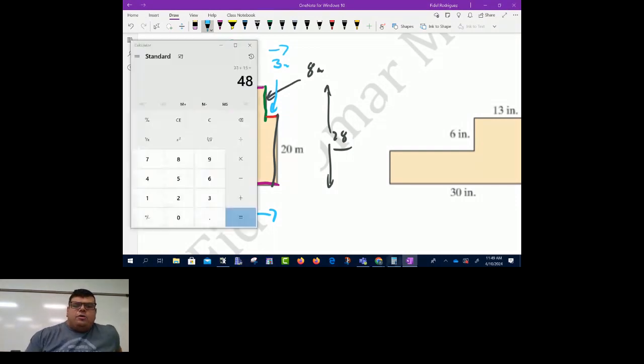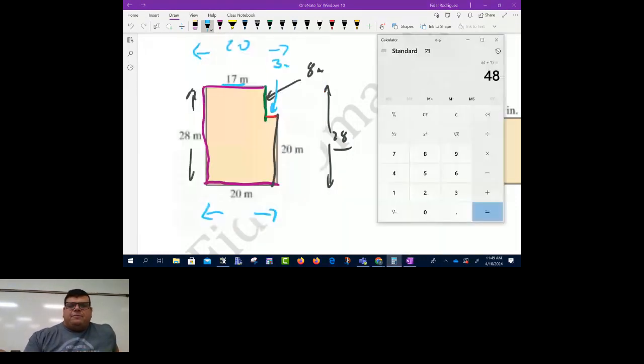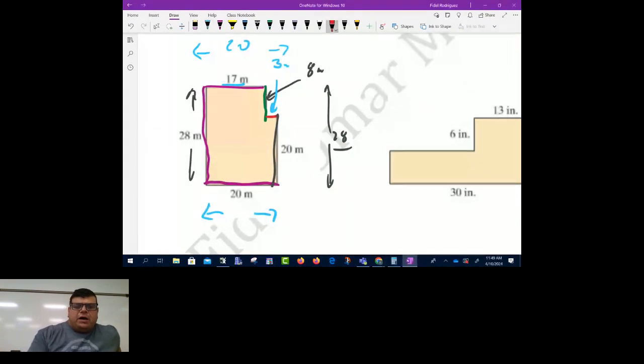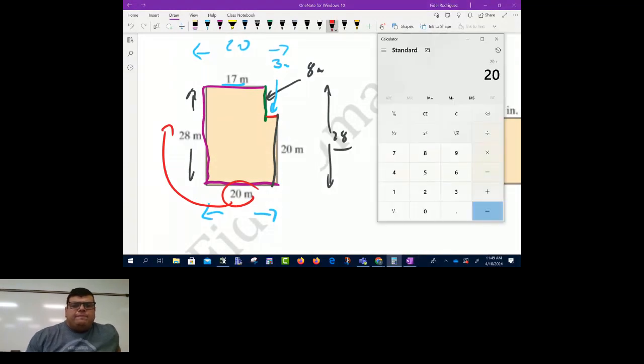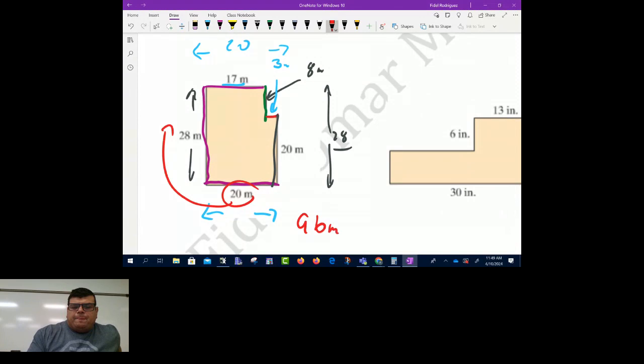And so now we can start saying, let's add up all those distances, okay? I'm going to start here on the bottom, and I'm going to go this way. So look, we got 20, we got 28, we got 17, we got 8, we got 3, and we got 20. That's 96 meters. And there's my picture, there's my perimeter.